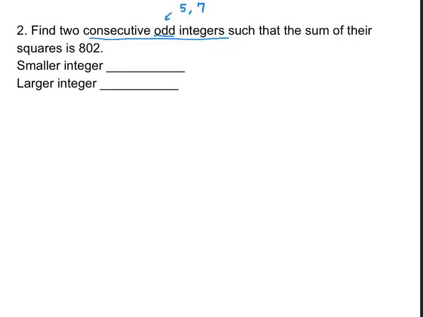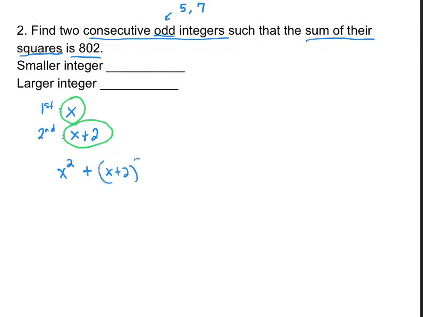So if we don't know what the first one is, we'll let the first equal x. And then we know the second one would need to be 2 higher. So x plus 2. So that's the first one, and that's the second. But we're saying the sum of their squares is 802. So we're talking about the square of the first one, the square of the second one, and we're adding those. So x squared and the sum x plus 2 squared.